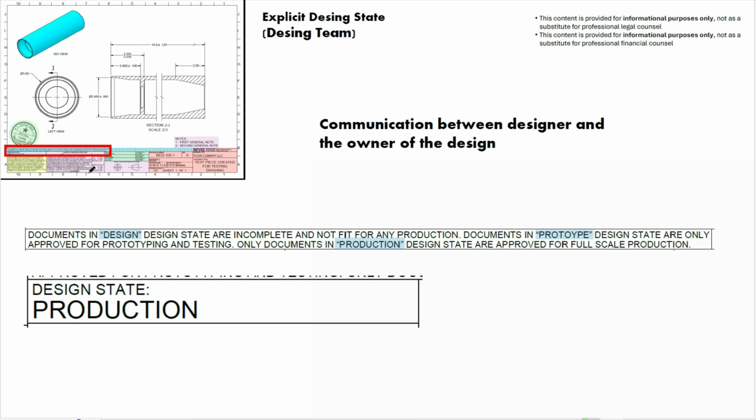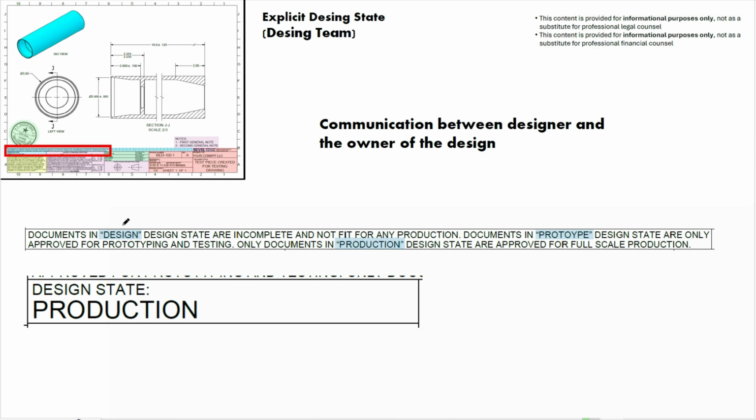Next, let's look at the section in blue. This is the design state of a drawing. So this is explicit design state. That is a communication between the designer, engineer, or whoever is making the drawing and the final owner of the drawing. So if someone comes to Bevel Edge, for example, and says, hey, make me these parts, we will take the part design through design stages.